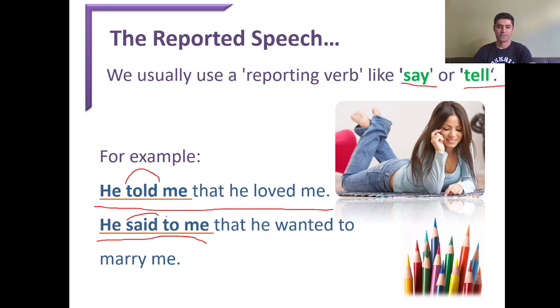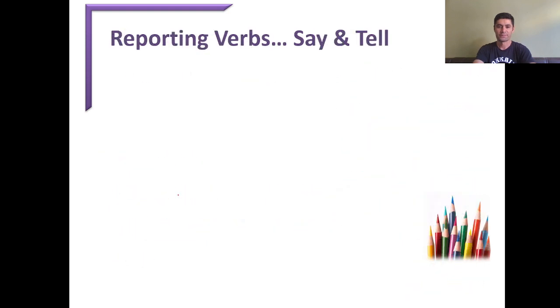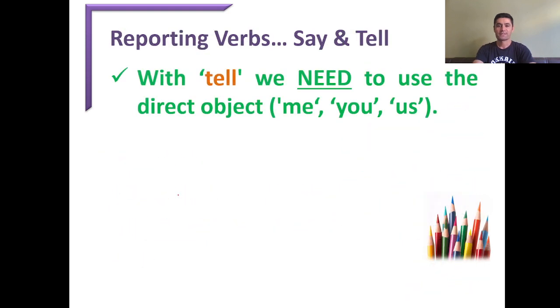So here in the first sentence you can see that we're using the object, which is me, right after told. But when you want to use an object after said, you have to use to as well. This is a preposition. You say, he said to me that he wanted to marry me. Okay, now let's move on and see it in more detail again. We're going to talk about say and tell here.